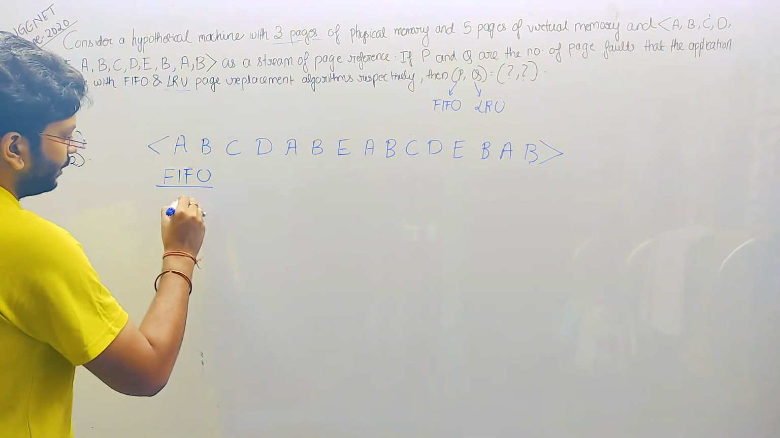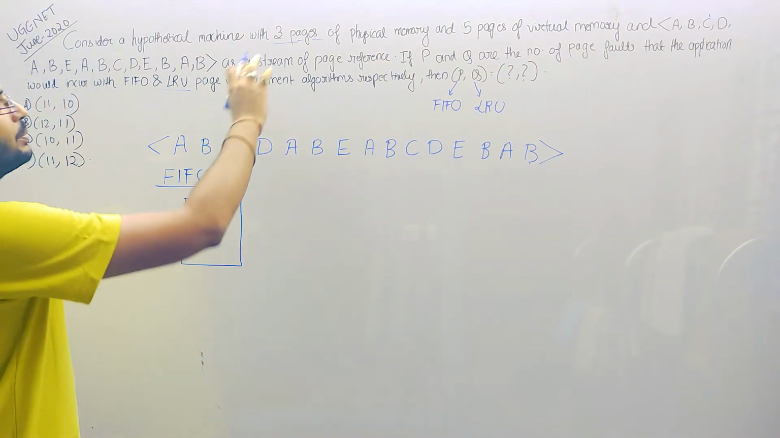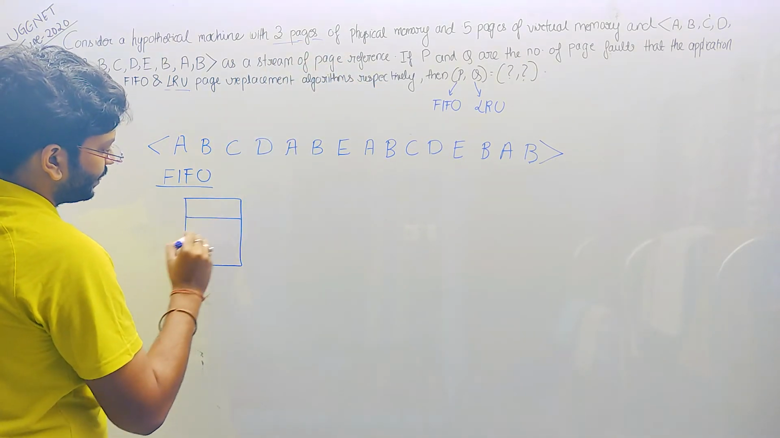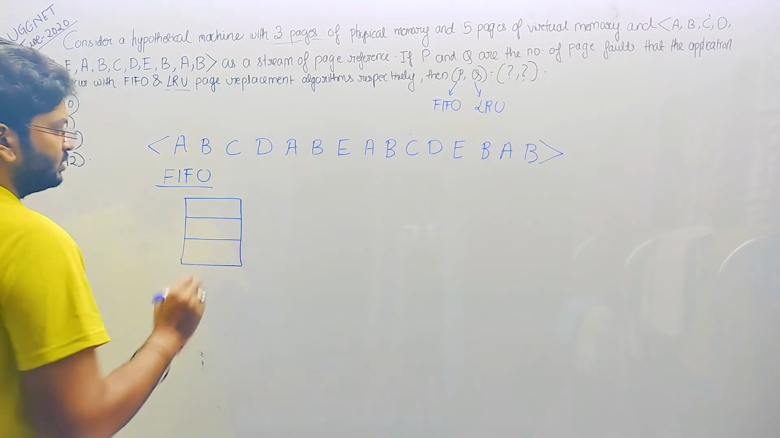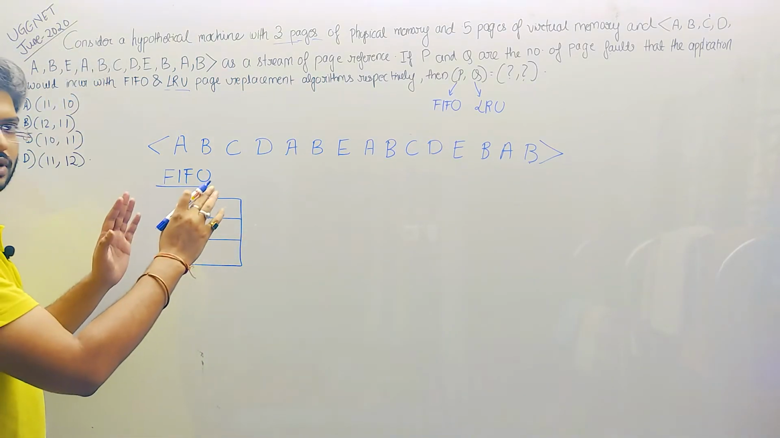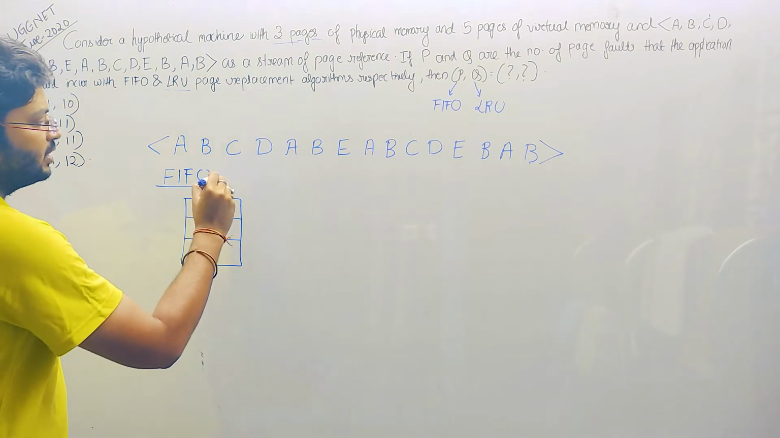So I am having empty frames of the size of 3 pages. There are 3 pages of physical memory, so we have to take 3. Okay, 1, 2, 3. 3 pages are there. So first is the case A. First of all the table will be totally empty. So I am writing here the page faults.